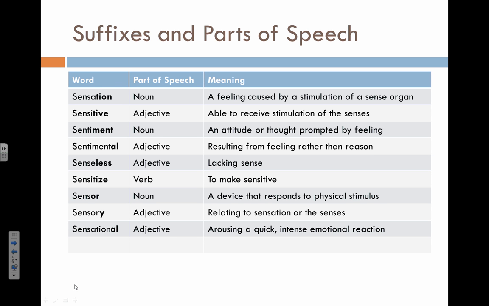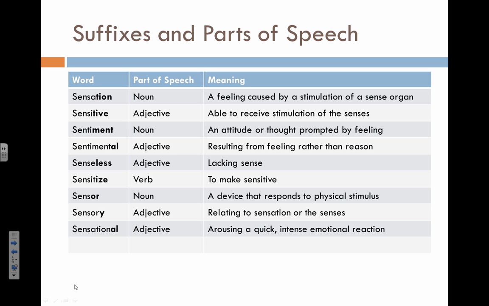Here we go. So the word sensation, that's a noun, okay? It's a thing, and it's a feeling caused by the stimulation of a sense organ. But if I change the group of letters at the end of that word, I can change it to different parts of speech that have related meanings. I can use them in different ways in my sentences.